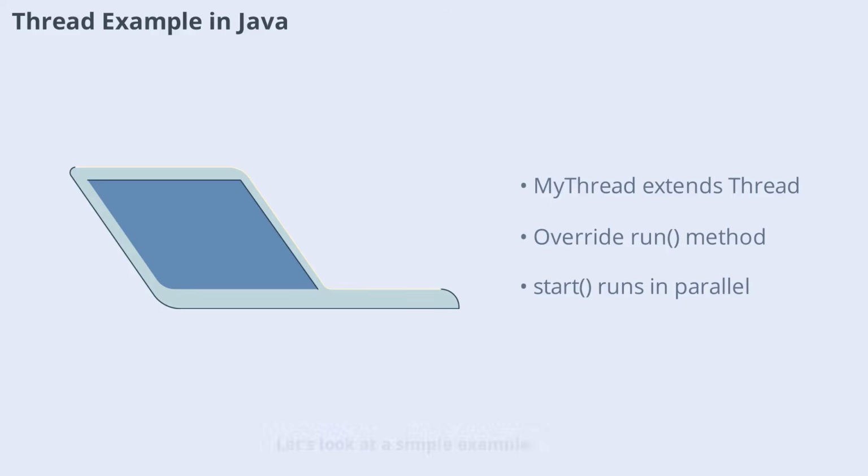Let's look at a simple example. Imagine you have a class called myThread that extends Thread. Inside, you override the run method to print a message. In your main method, you create a new myThread object and call start. This start method creates a new thread and runs the code in run, all while the main thread continues. This means two parts of your program are running at the same time, demonstrating the power of threading in action.